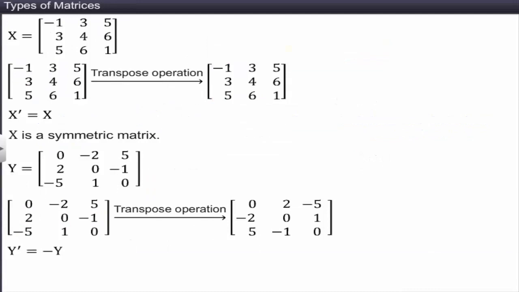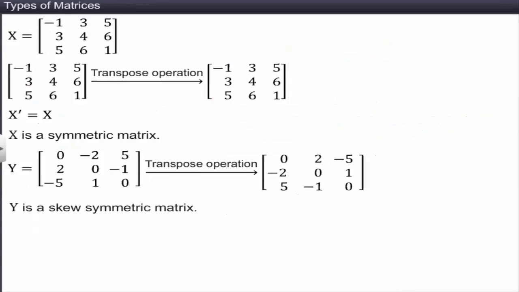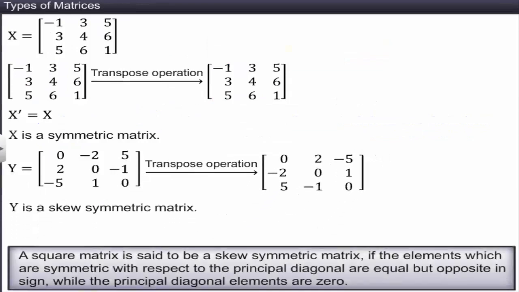We can observe that the transpose is equal to the negative of the matrix. In this case, Y is called a skew symmetric matrix. A square matrix is said to be a skew symmetric matrix if the elements which are symmetric with respect to the principal diagonal are equal but opposite in sign, while the principal diagonal elements are zero.